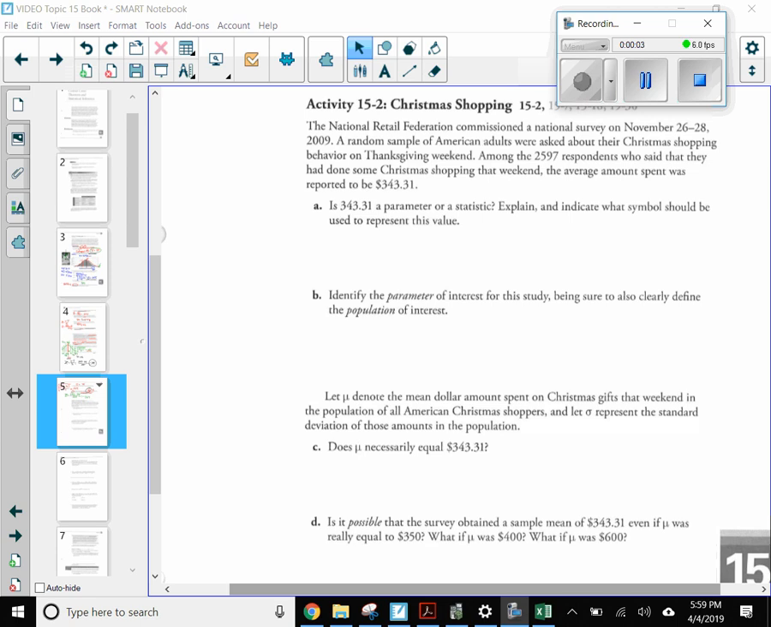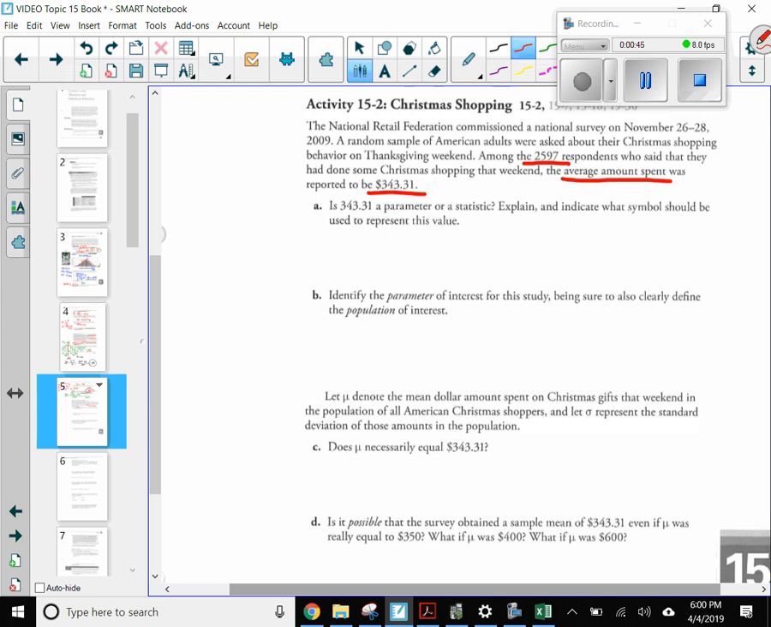Let's take a look at a different central limit theorem problem. The National Retail Federation commissioned a national survey in November of 2009. A random sample of American adults were asked about their Christmas shopping behavior on Thanksgiving weekend. Among the 2,597 respondents (underline that, I have a feeling it's going to be important) who said that they had done some Christmas shopping that weekend, the average amount spent (that looks like it's also going to be an important thing) was reported to be $343.31.